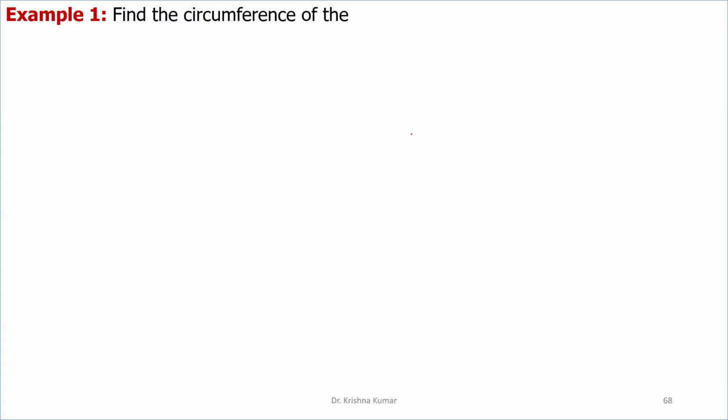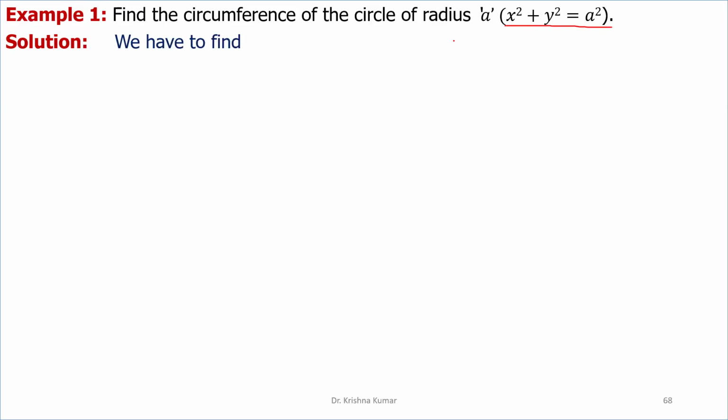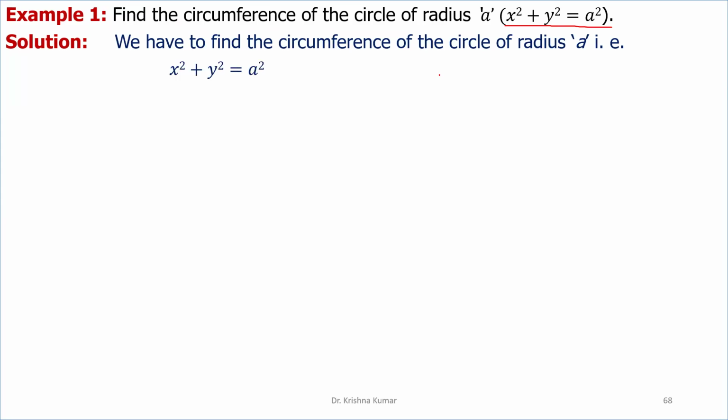In this lecture, we find the circumference of the circle of radius a, and for simplicity, we are taking the circle of radius a with center (0, 0), meaning x square plus y square equal to a square. So in this example, we have to find the circumference of the circle of radius a, that is x square plus y square is equal to a square. Suppose this is equation number 1.